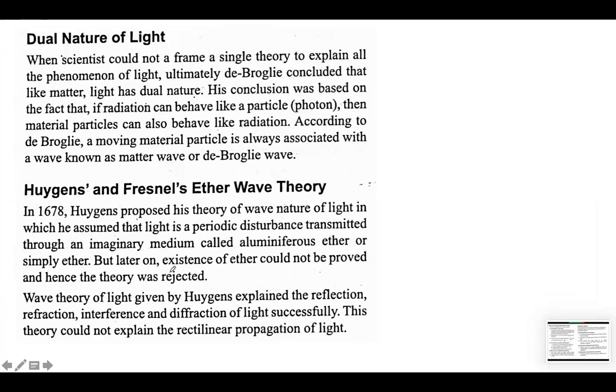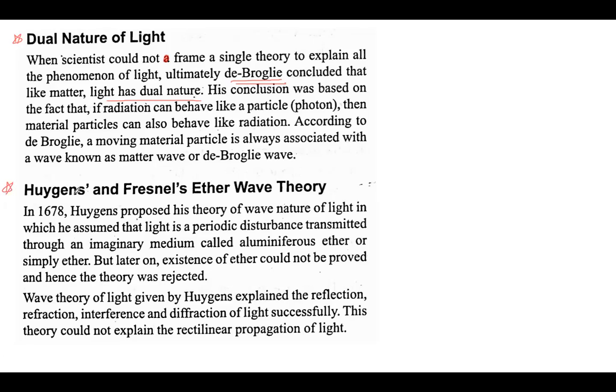Now comes dual nature of light. So when scientists could not frame a single theory to explain all the phenomena of light, ultimately de Broglie concluded that, like matter, light has dual nature. So this conclusion was based on the fact that if radiation can behave like a particle, then material particles can also behave like radiation. So according to de Broglie, moving material particle is always associated with a wave known as matter wave or de Broglie's wave.